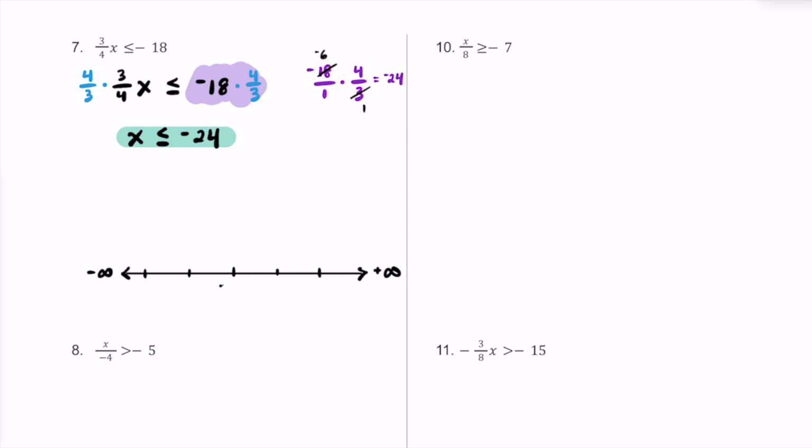Throwing this on a graph, this -24 would go right in the middle. I'm going to jump by 2s here, so 2 bigger would be -22, then -20. 2 smaller would be -26, then -28. Now, what kind of circle are we going to put here? Well, let's put a closed circle since we are including -24 as a possible solution. x has to be less than or equal to this, so the numbers that are less than -24 are to the left of it on the number line.